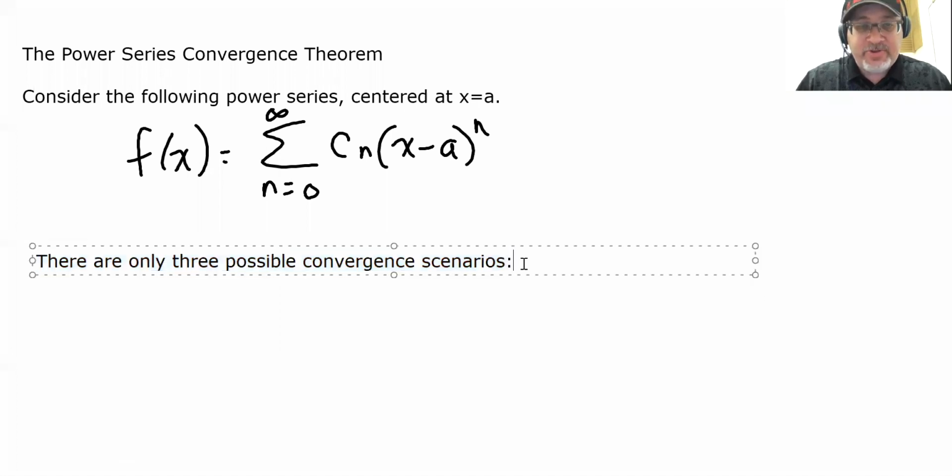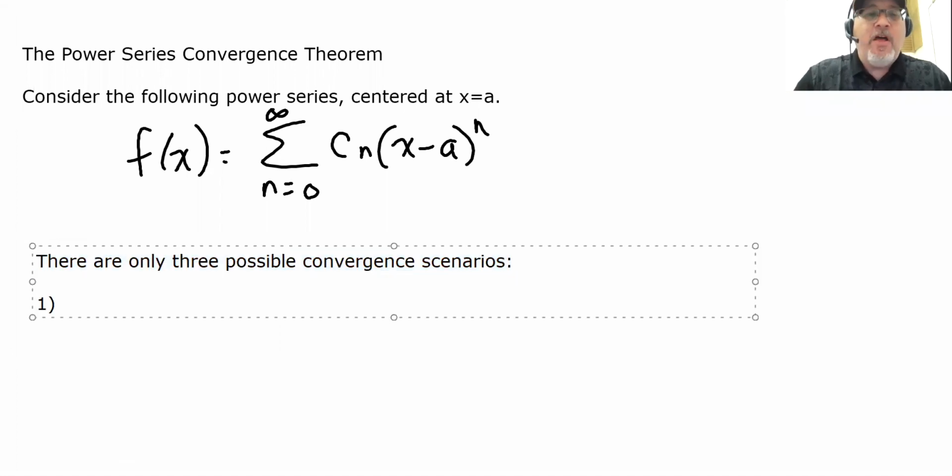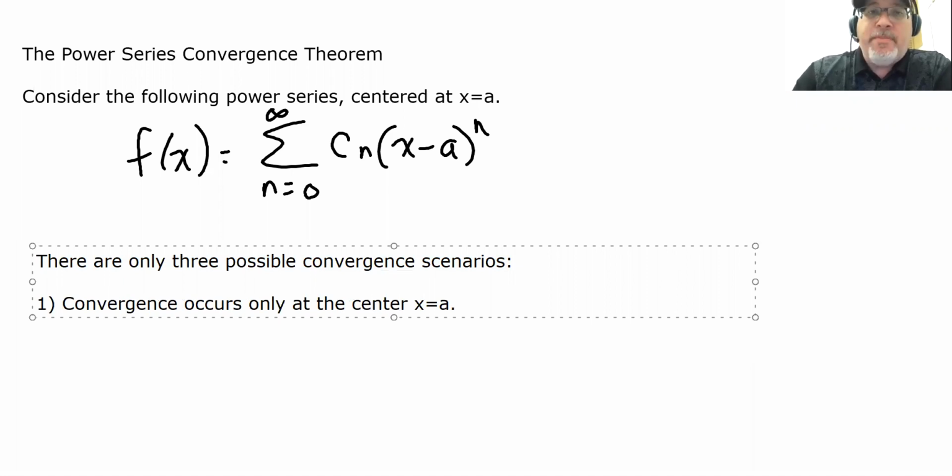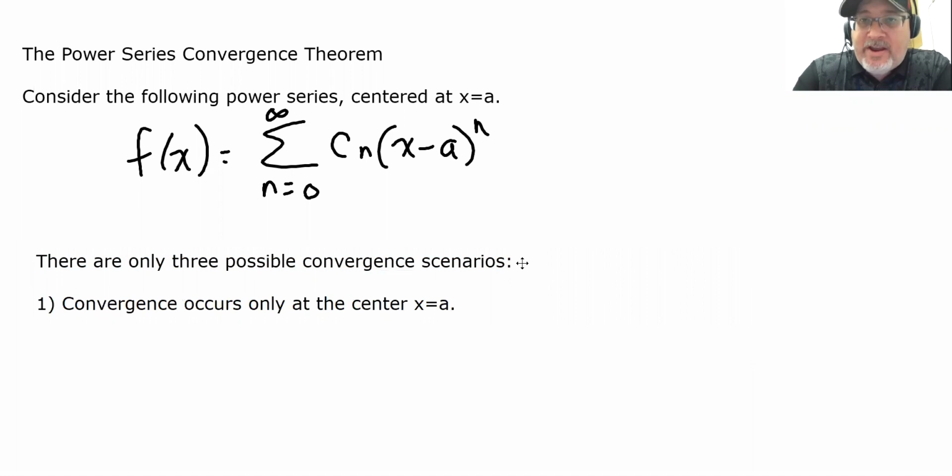possible convergence scenarios, and they kind of mirror the ones that we saw in our 3 examples. The first is convergence occurs only at the center, x equals a. And remember, we always get convergence at the center, because when we put in a for x, then that subtraction problem is equal to 0. So 0 to any power is equal to 0. We are using the convention that 0 to the 0 power is equal to 1. In other words, when we put the center in, everything disappears except the first coefficient. So we always get convergence when x is equal to a.